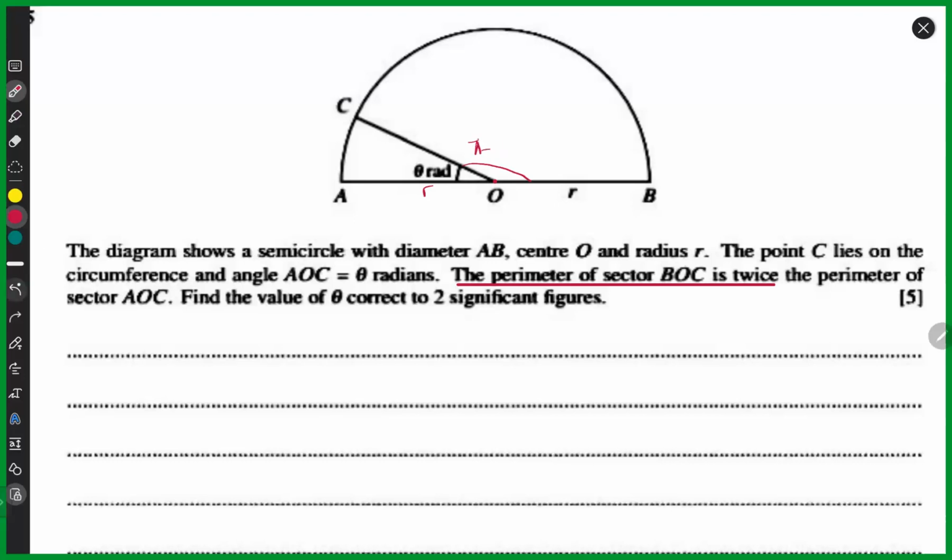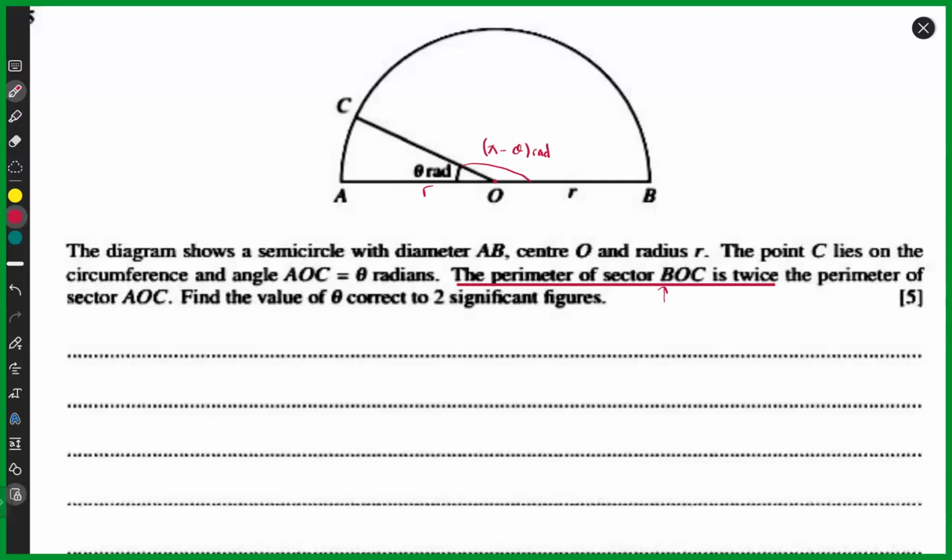Why am I stating this? I'm not sure about the question for now, but since they were talking about the perimeter of the sector BOC, they have referred to BOC as another sector. For every sector, I need to have its angle as well. If this angle is theta, the sum of angles on a straight line in radians is pi, so the other angle would be pi minus theta. Then it says the perimeter of the sector BOC is twice the perimeter of the sector AOC.